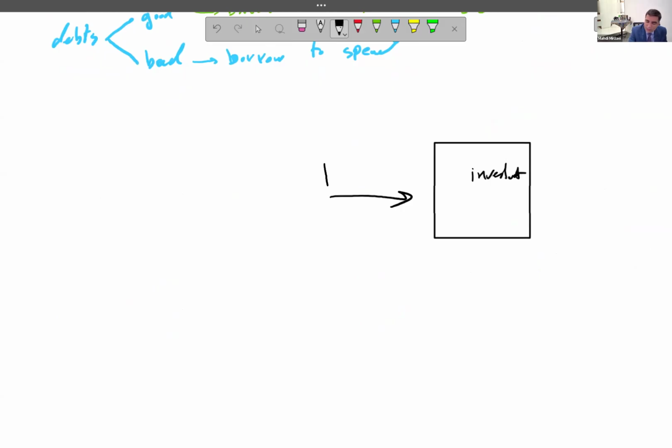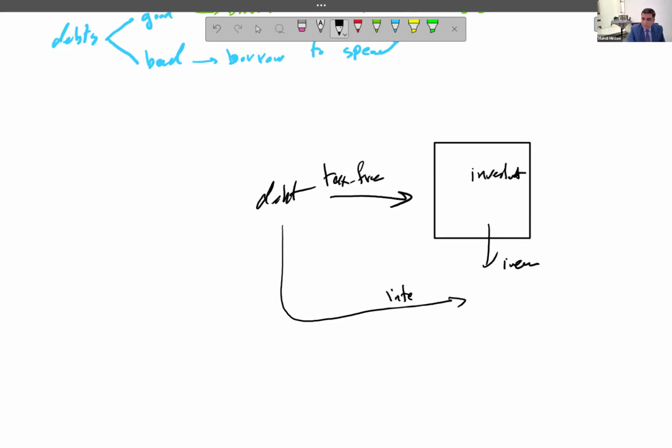The money that goes in is tax-free. You don't need to pay any tax on it because it's debt. Then you make income out of it, then you can deduct the interest from here. And then, net income. And then you pay tax on the net income. You see, you save a lot on that.